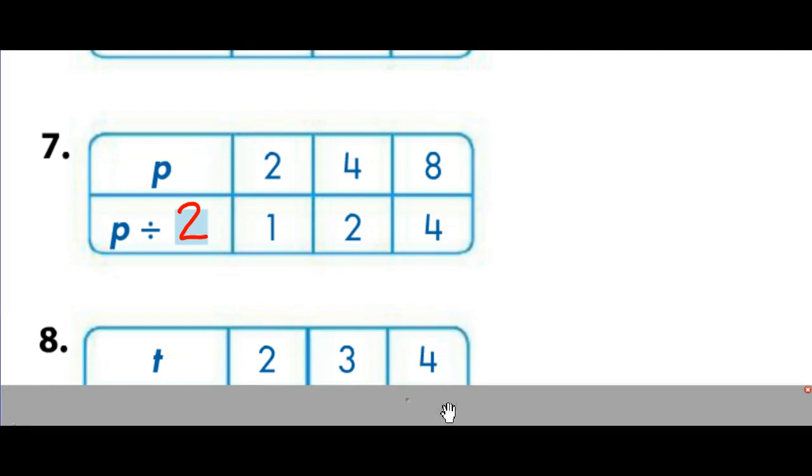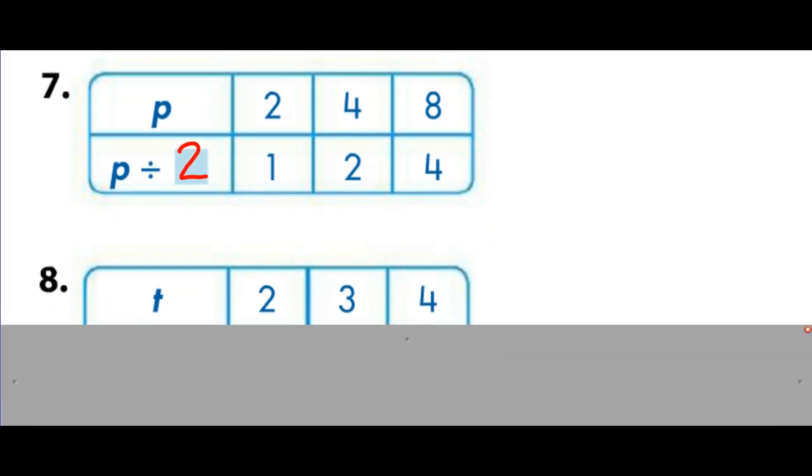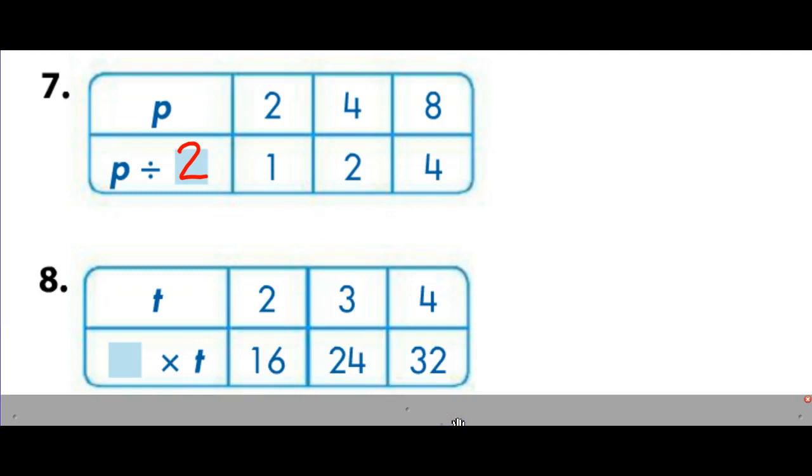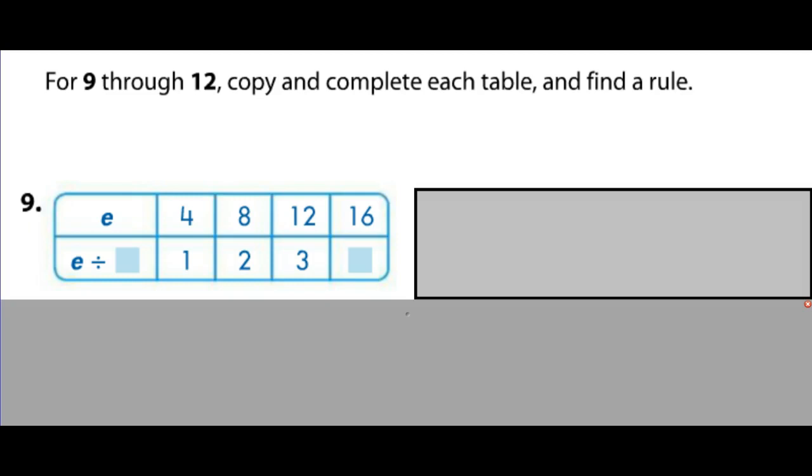And one more example on this page. Something times t equals these answers. So 2 times what equals 16? 3 times what is 24? Oh, well, that's 8, because all of those are 8 times bigger than t. Okay, same thing as last time. I want you to pause, solve, and then come back to check. Okay, so number 9, go ahead and do it.